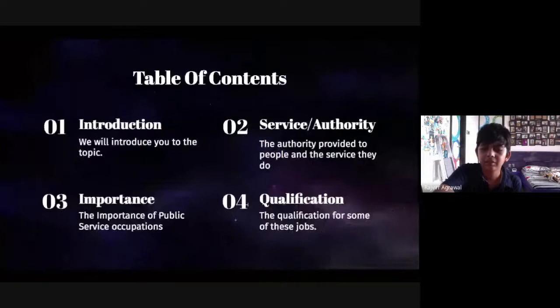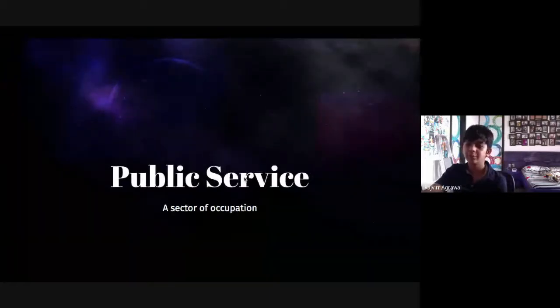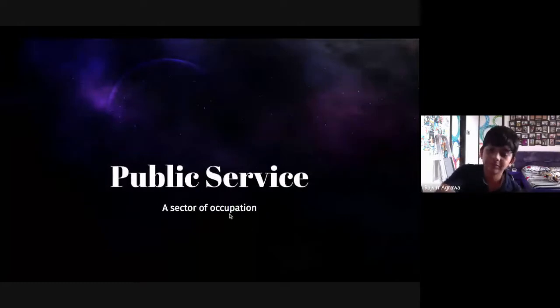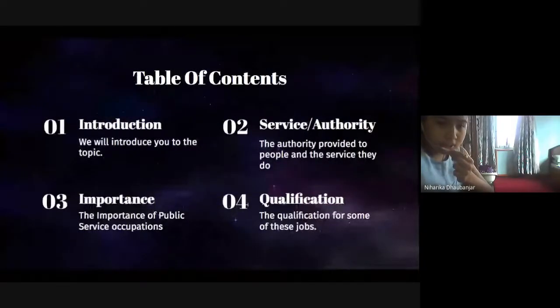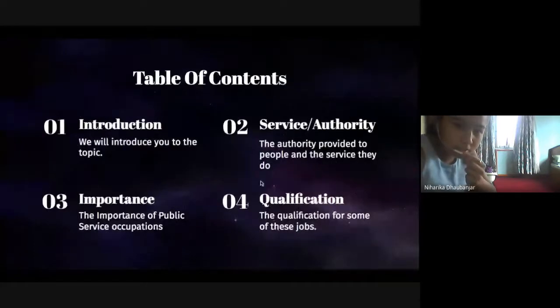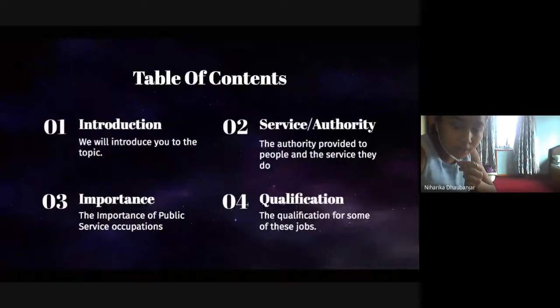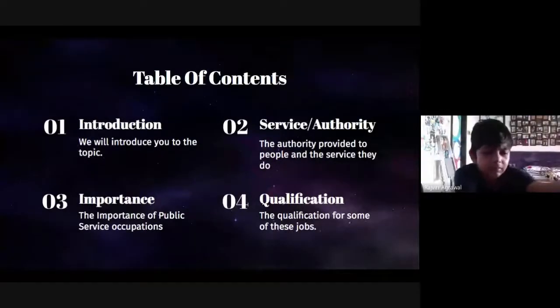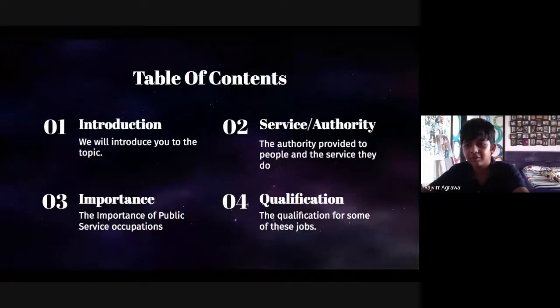Okay, so back. Yeah, so we'll start now. Public services, which is a sector of occupation. Table of contents. One, introduction. We will introduce you to the topic. Number two, service and authority. The authority provides to people and the service they do. Importance. The importance of public service occupation. Qualification. The qualification for someone for these jobs.